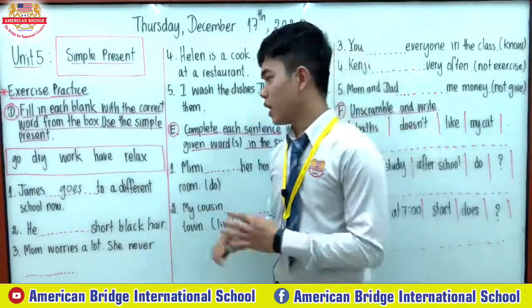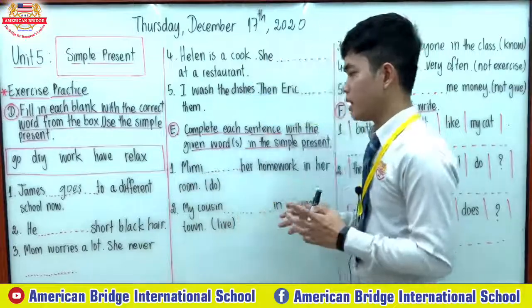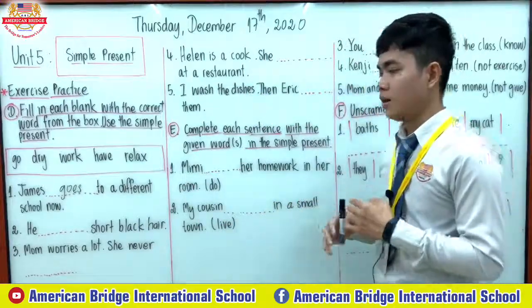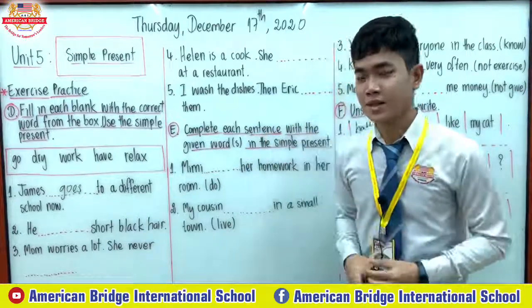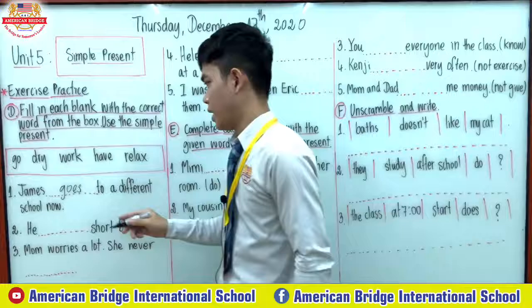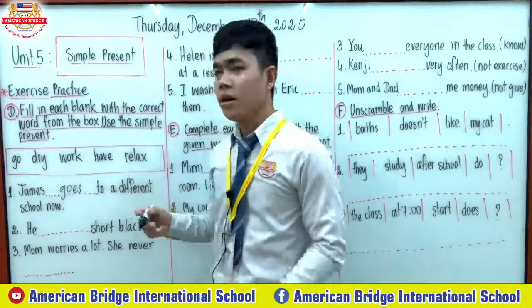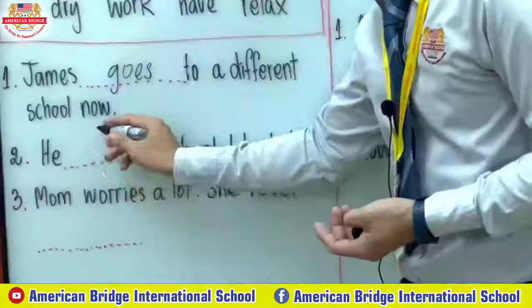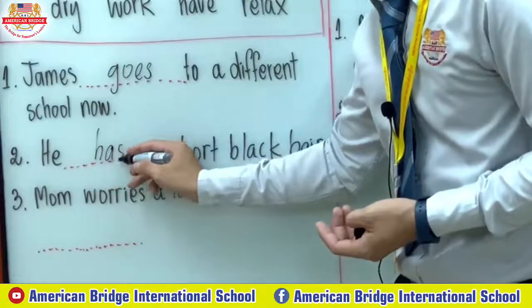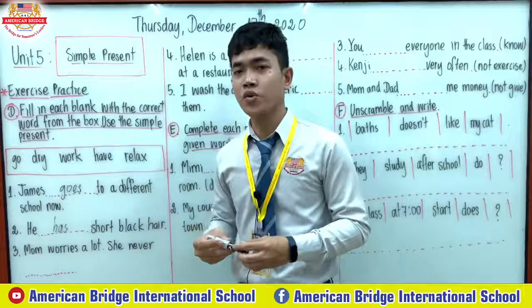Alright, everyone, now let's go to number two: He short black hair. We refer to he has the short black hair, right? So for the word have here, we need to change the word have to the verb has, because we call this an irregular verb. Okay, now move to number three.